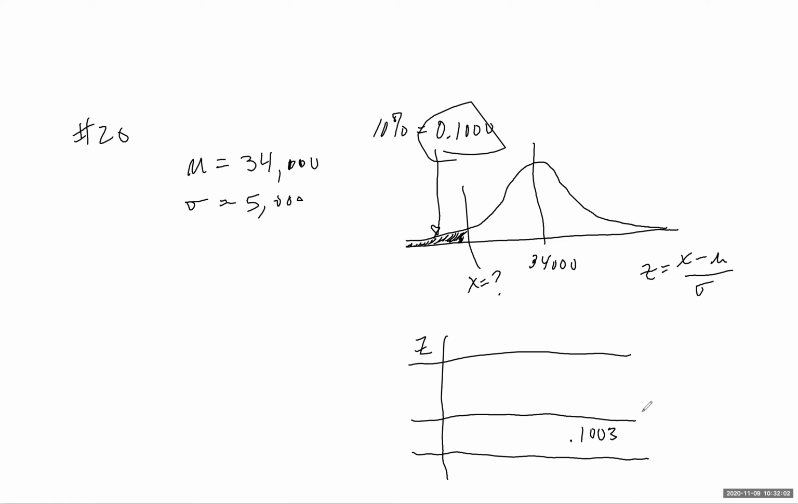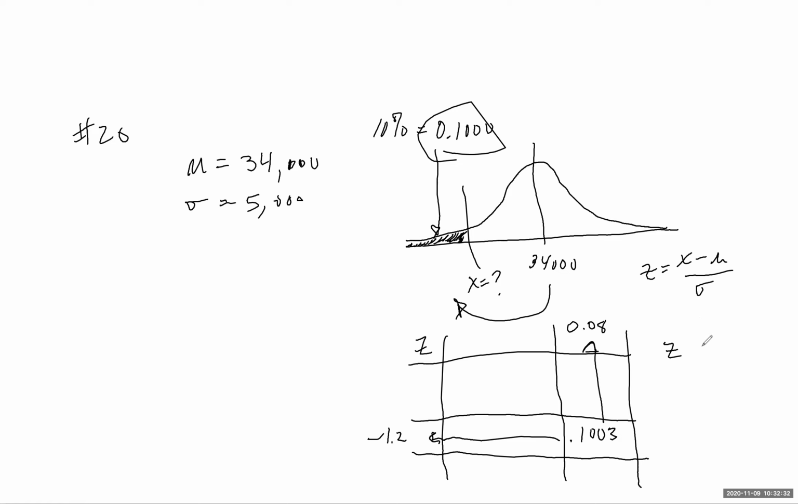And this is on the chart with the negative values, because it is on the left of the mean. So these are the negative values over here. Once I find the area in the middle of the chart, I trace it back to the Z value here and here. Let me find that again. Negative 1.2 over here, up here, 0.08. So the Z that corresponds with the bottom 10% is negative 1.28.